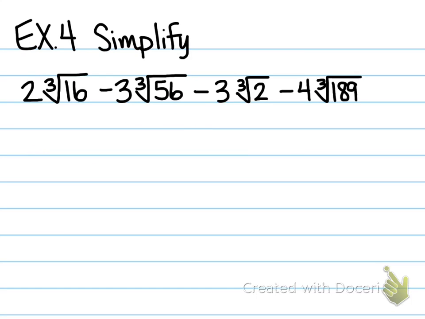Okay, last one. So this looks a little crazy because we've got cube roots and there's a lot of terms, but we're going to simplify each one by itself, and then we'll see what we can put together at the end. So let's start with 2 cubed root of 16.